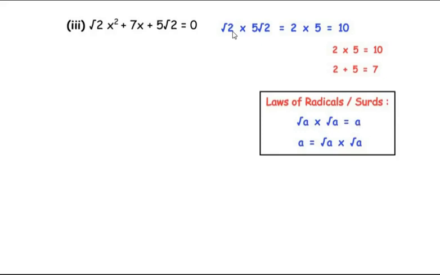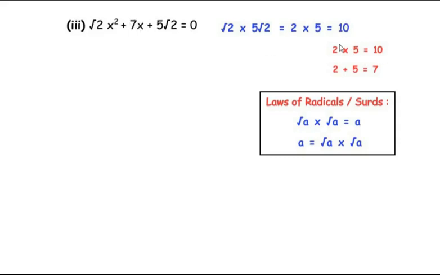So here if we see square root of 2 and square root of 2, it is similar to the law we have written here. So it is going to be just 2 times 5. So the square root will disappear. So here we get 2 times 5 equal to 10. So now we have to find out the factors of 10 in such a way that when you multiply them, you should get back 10. And when you add them, you should get the middle term, that is 7.